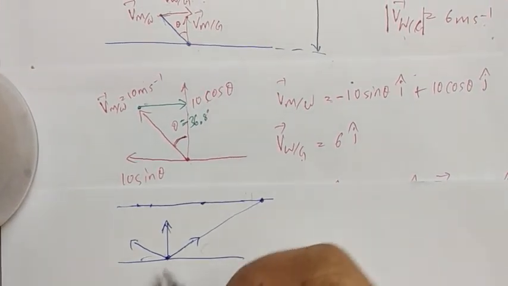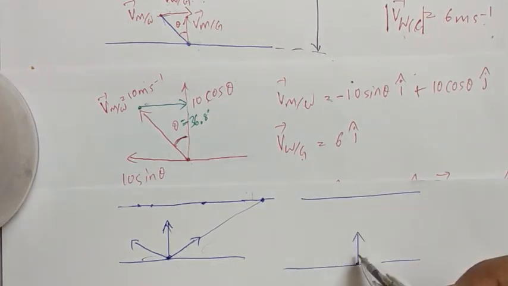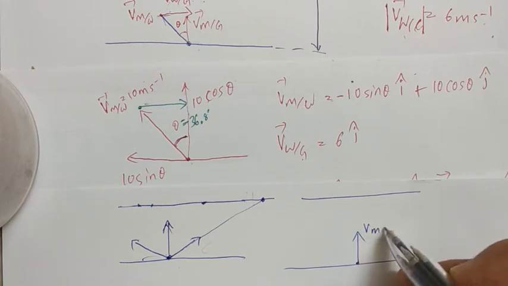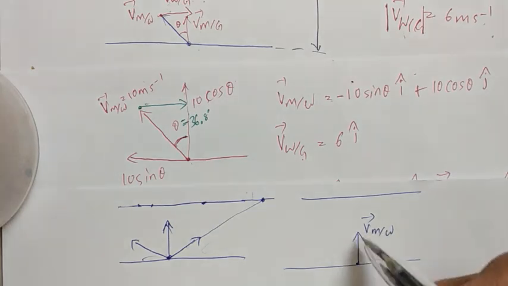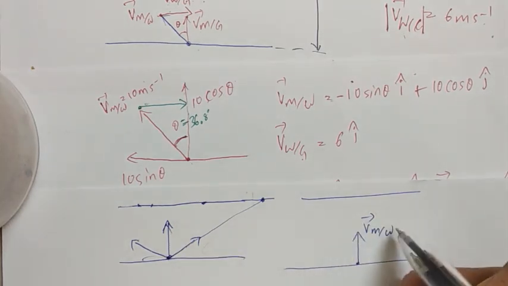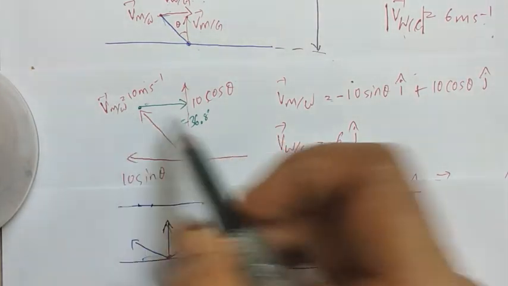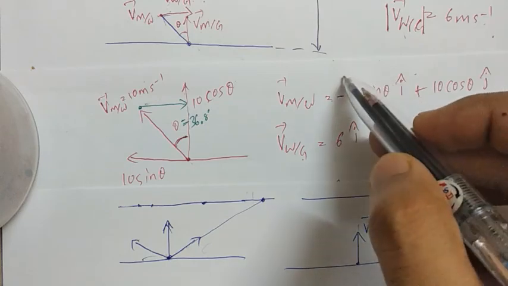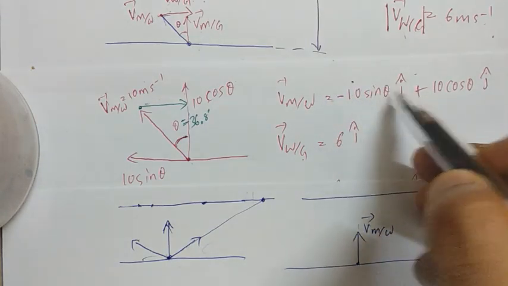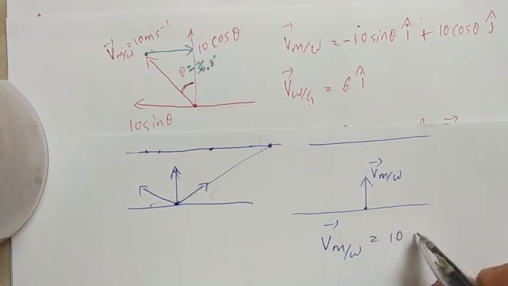So to cross the river in the minimum time, we need to start in this direction, and that would be the velocity of man with respect to water. Now we have already determined the velocity of man with respect to water, and we have discussed the direction of that vector. So in this formula, if this theta becomes 0, then he would move in this direction. So if we plug in the value of theta in this equation, then sin theta is 0 and the velocity of man with respect to water would be just 10 j cap.